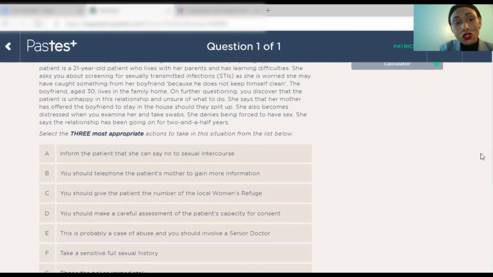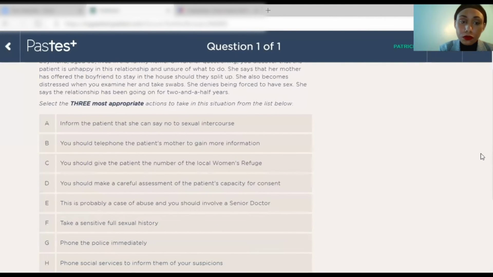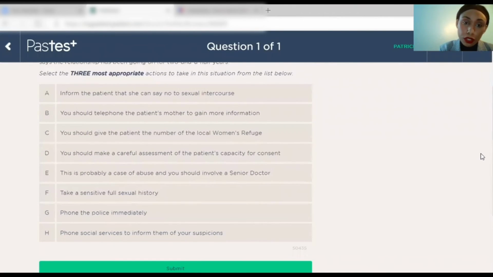She also becomes distressed when you examine her and take swabs. She denies being forced to have sex. She says the relationship has been going on for 2.5 years. So you can calculate her age at the time the relationship started. So what are the 3 most appropriate actions to take?